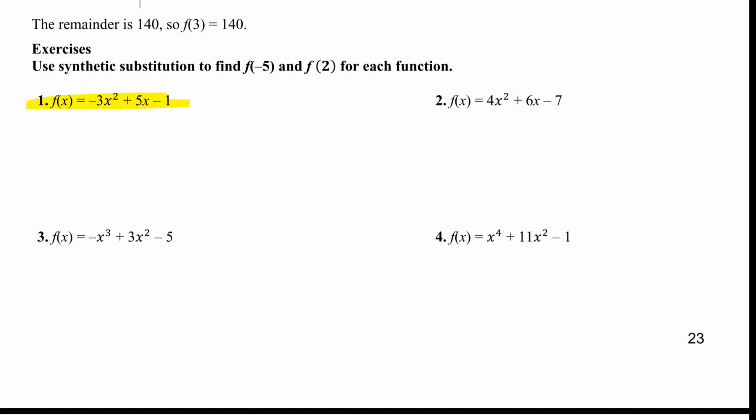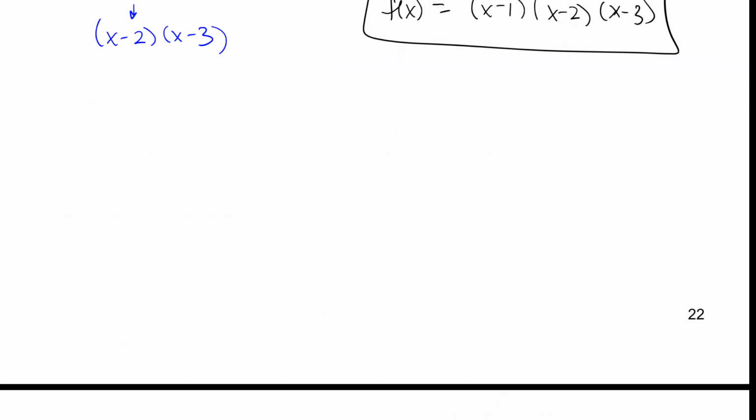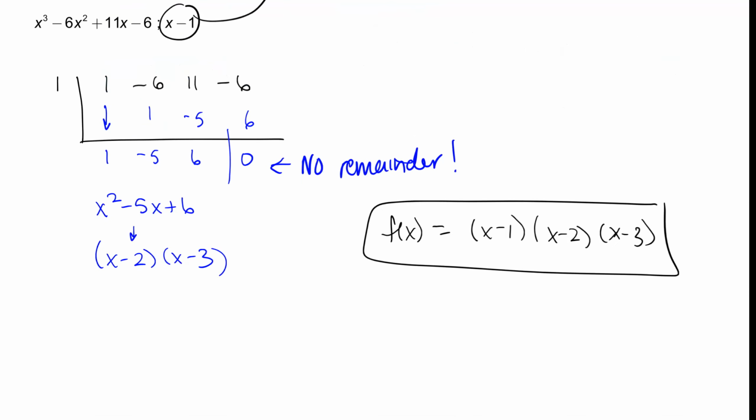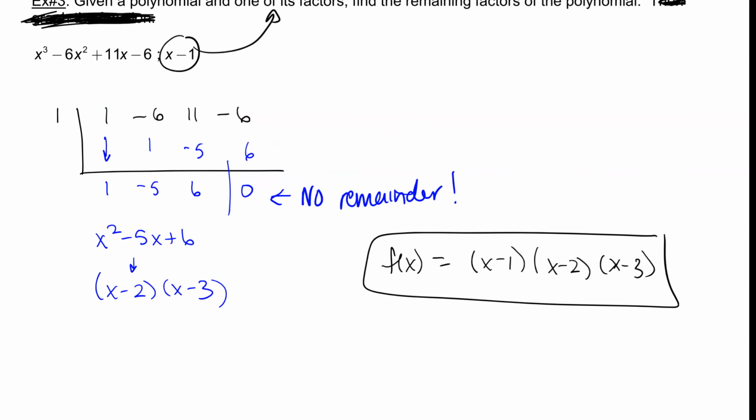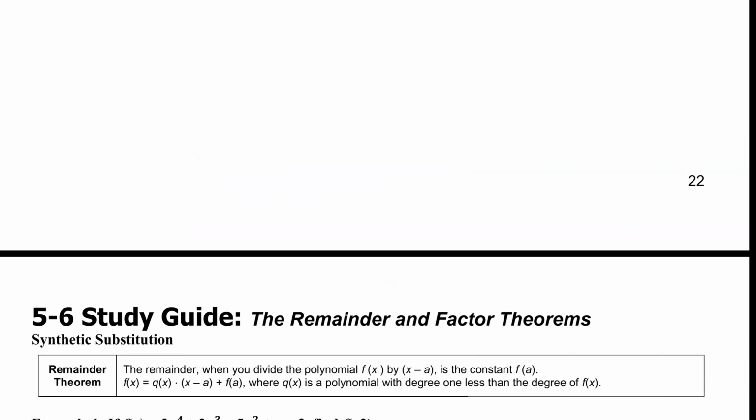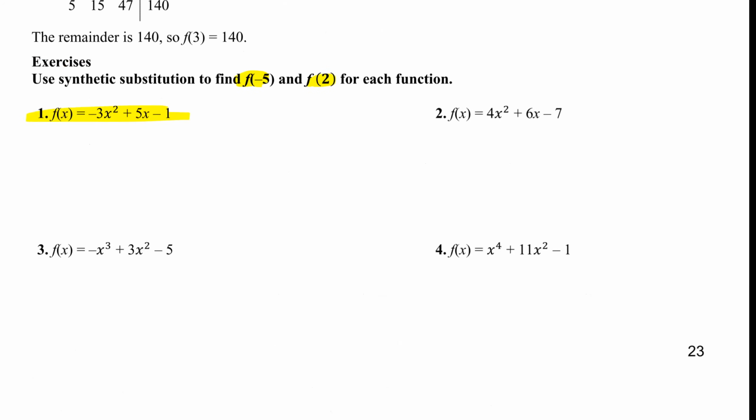Yeah. So you're using synthetic substitution to find f of -5 and f of 2. So you have to do 2 different synthetic divisions here. Okay, do we need this up longer? No? Okay. This is why I said synthetic is so important, because we're using it for synthetic division, and we're testing if things are factors. We're not just dividing, we're doing 2 specific things with synthetic division. So I want you guys to try this one.